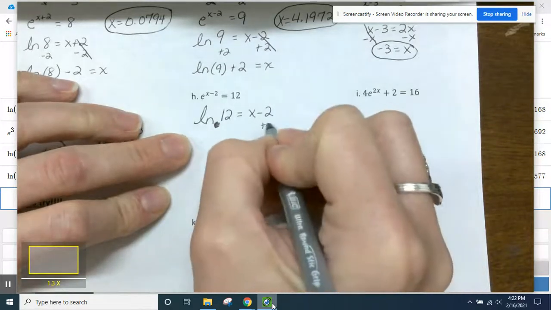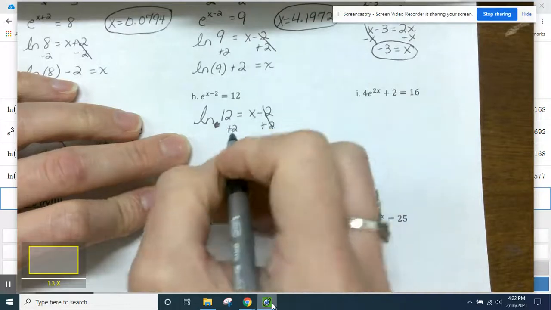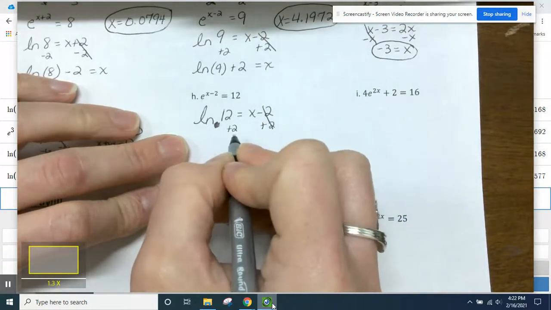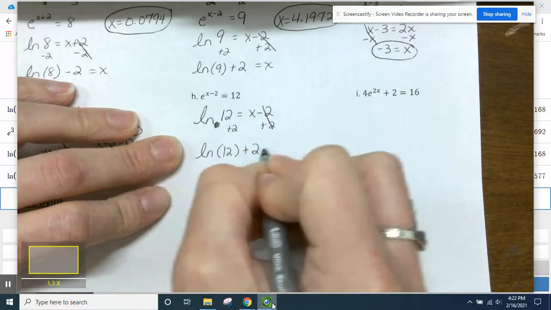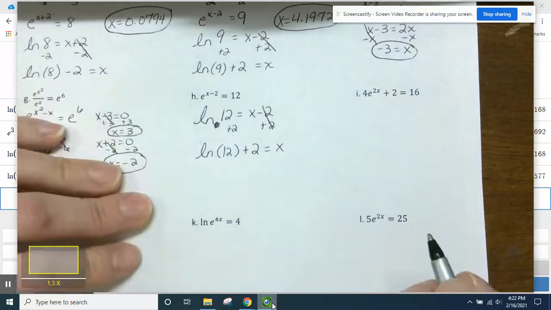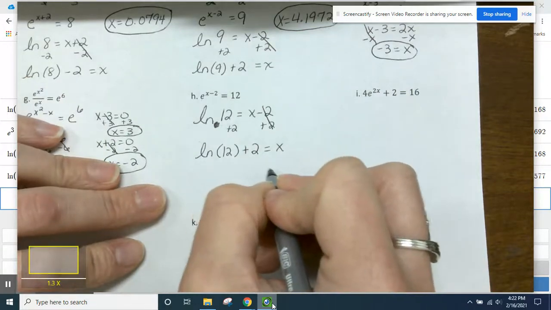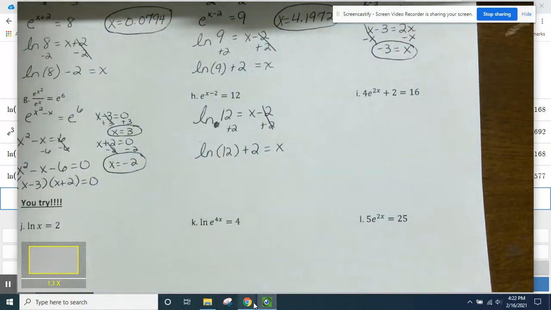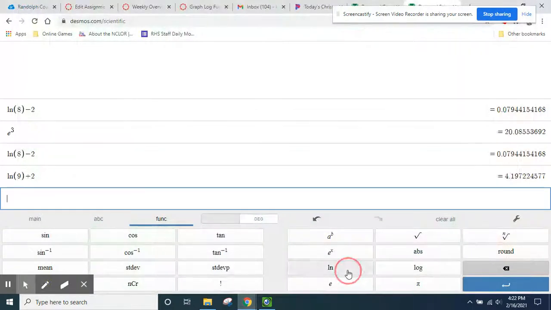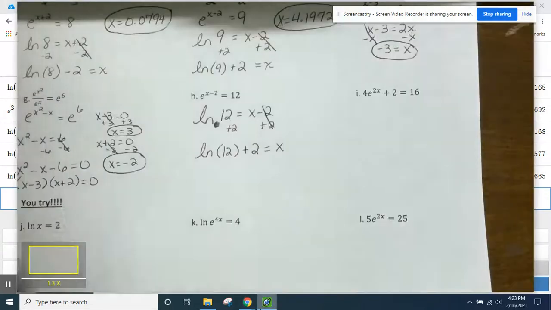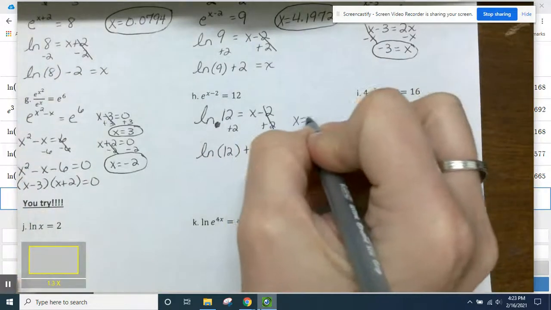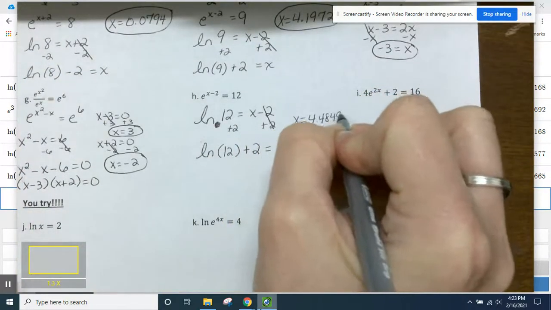All right, now we're going to add 2 to both sides. All right, again, you do not add 12 plus 2 and make 14. Do not do that. This is the natural log of 12, plus 2, equals x. All right, this becomes a calculator problem. So we're going to go to Desmos and we're going to type this in. Natural log of 12 plus 2. All right, we get 4.4849. So x equals 4.4849.